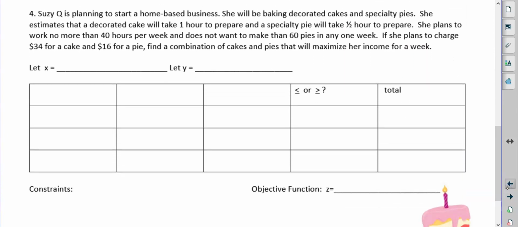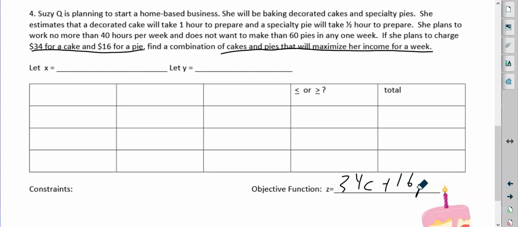Okay. Find a combination of cakes and pies to maximize income. Okay, so we're talking about money. Well, there's only one dollar sign here. She's going to charge this much. So 34 for a cake. Let's just do this for the heck of it. And 16 for a pie.